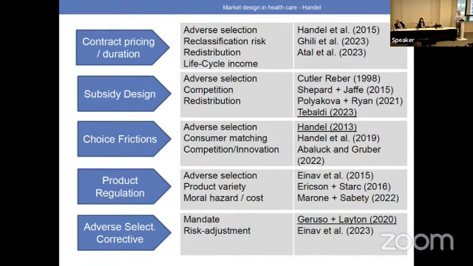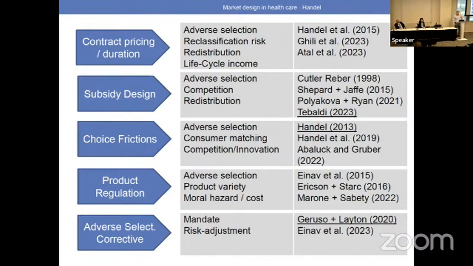Some of the variables you think about as the market designer is to what extent should price discrimination be allowed by insurers in this market. The more price discrimination you allow, the more equity concerns you have, the more concerns you have about consumers being reclassified year to year, so-called reclassification risk. But when you allow more granular pricing, there's less adverse selection, holding the rest of the things in the market equal. So that's an important trade-off with contract pricing that's been studied.